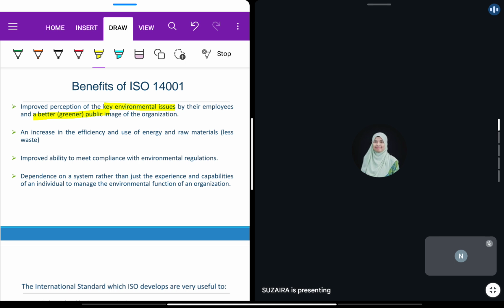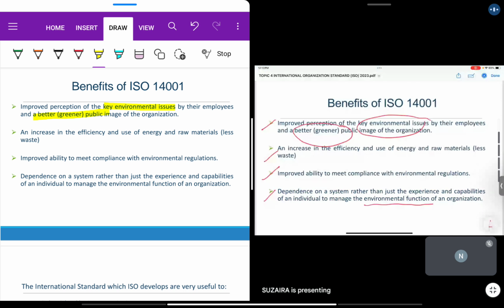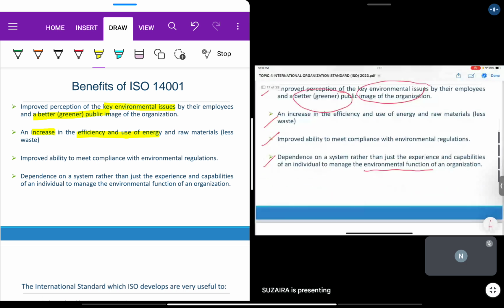Last but not least, this is more towards creating environmental functions of organizations. Whenever you want to compete with other companies, that can be another tool and another key point to compete with them. Okay. Are you ready?